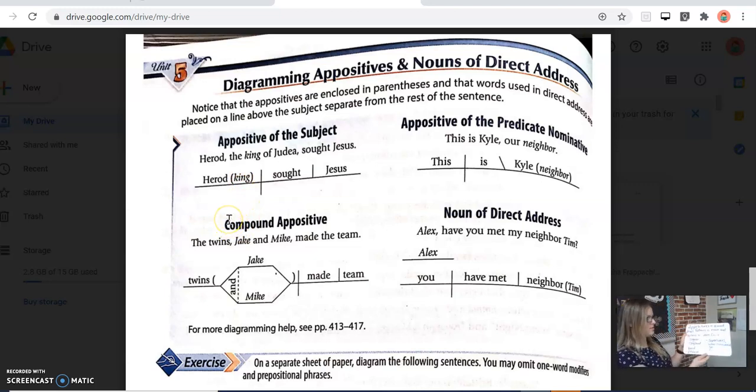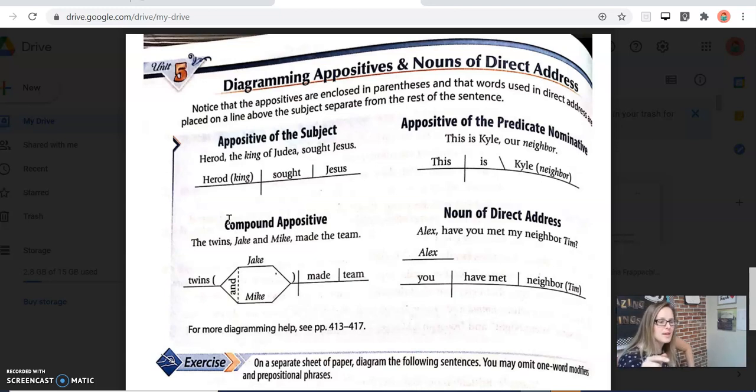Compound appositives: remember, we have singular, we have compound, words or a phrase. Sometimes when they're non-essential, they're set off by commas. More often than not you'll see them set off by commas, but every once in a while they won't be. If it looks like it's saying two names, almost like the predicate nominative is right after it, then it's probably an essential part that you need.